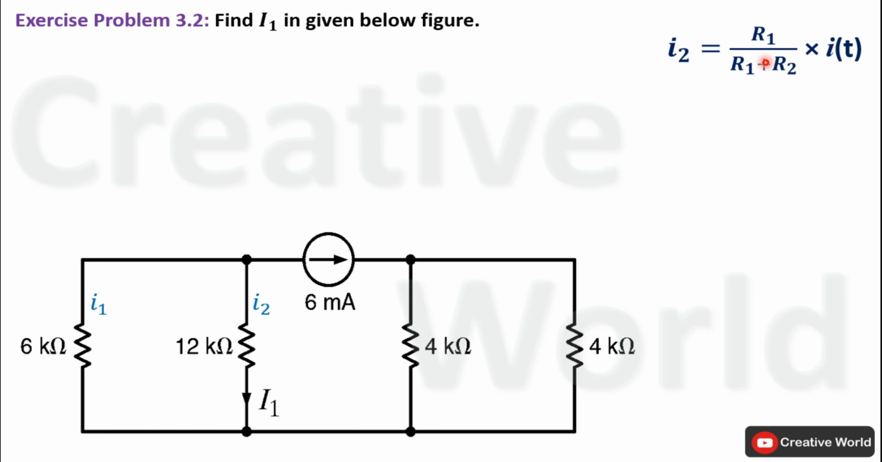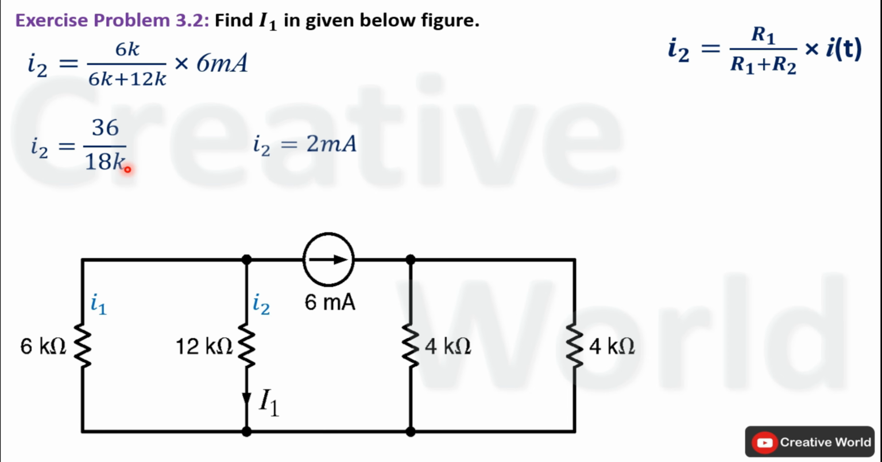So enter values inside this equation. I2 will be equal to 6 kilo ohm multiplied by 6 milliampere divided by 6 kilo ohm plus 12 kilo ohm. Take the product of 6 milliampere and 6 kilo ohm, it will become 36 volt divided by the value of resistance. 6 kilo ohm plus 12 kilo ohm will become 18 kilo ohm. Now divide 36 with 18k. The value of current will be 2 milliampere. This is the current through this branch in upward direction.